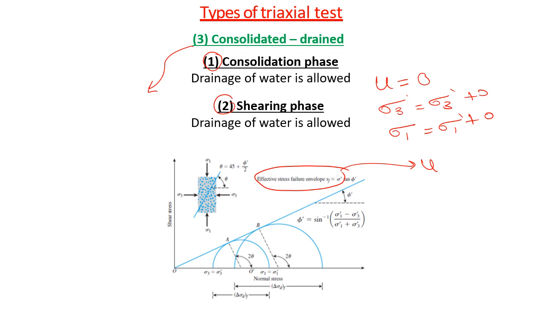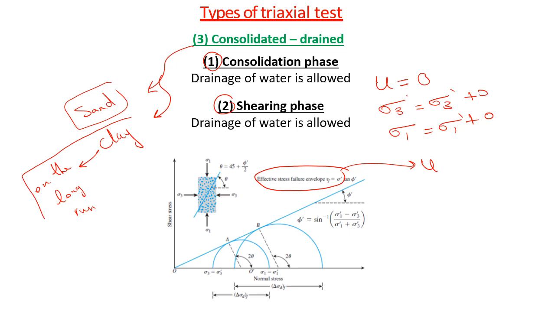This test represents mainly the sand or the coarser grained soils, and it represents the clay on the long run. Whether you have sand in your soil profile in the field, or you have clay and you are doing some analysis for the long run, for both cases, in the field the water is allowed to move.